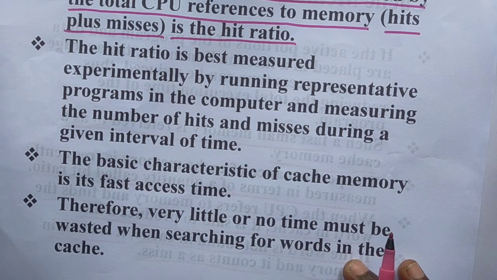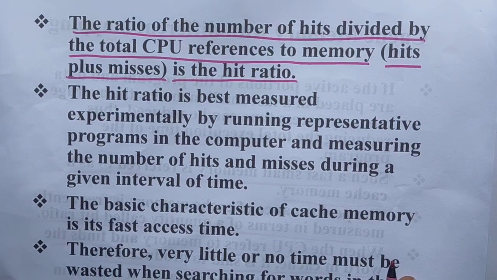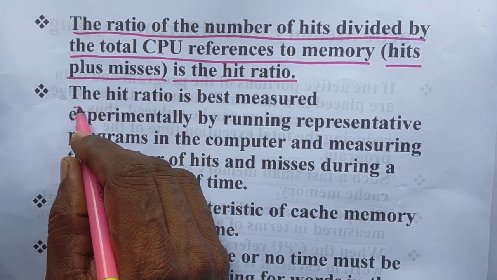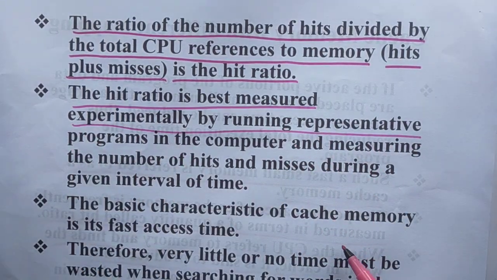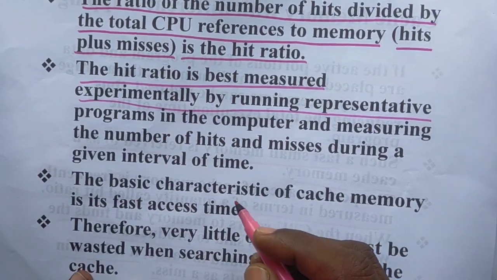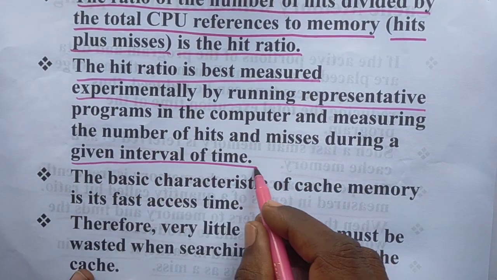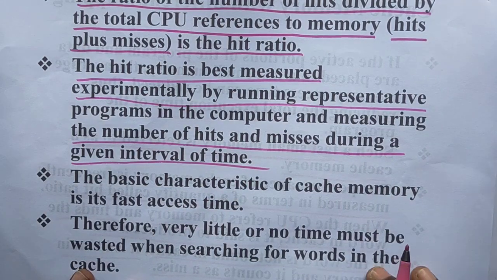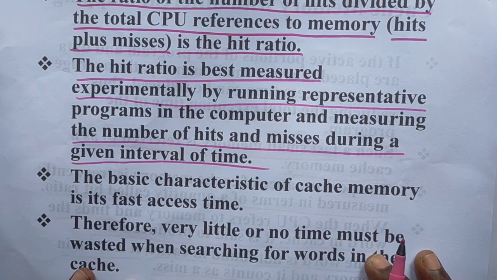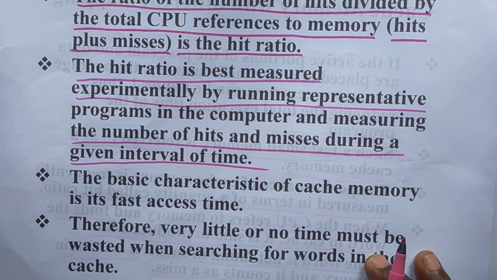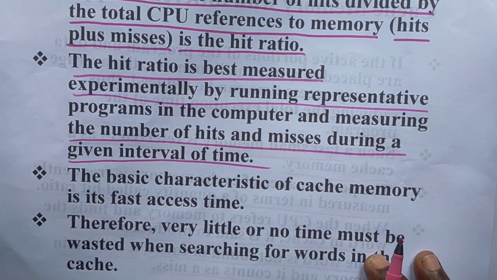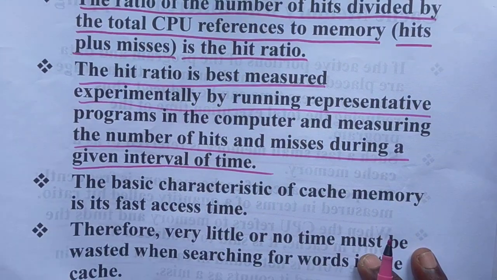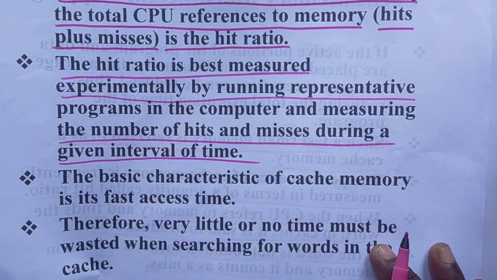Now we see how this is defined in the other part. The hit ratio is best measured experimentally by running representative programs in the computer and measuring the number of hits and misses during an interval of time. In a particular time, how many data are accessed from the cache and how many are not will be determined by the hit ratio or miss ratio. Okay, that means we can find out immediately whether data is available in cache or not.